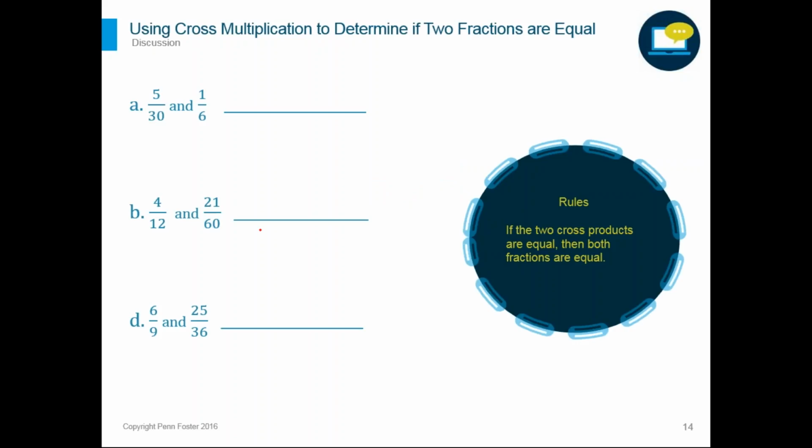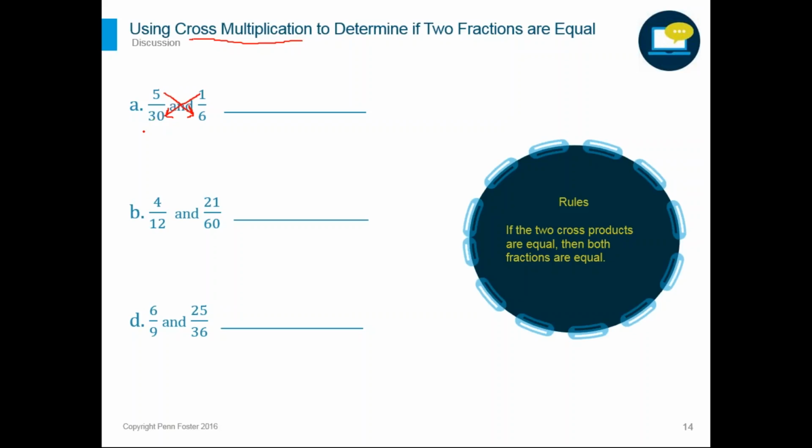If you are given two fractions, like 5 over 30 and 1 over 6, and you are asked to find out, are these fractions actually equal fractions or not equal fractions? How do I answer that question? Well, we have a test, and it is the cross multiplication method. Like the name says, it's cross multiplication. We're going to cross multiply and cross multiply.